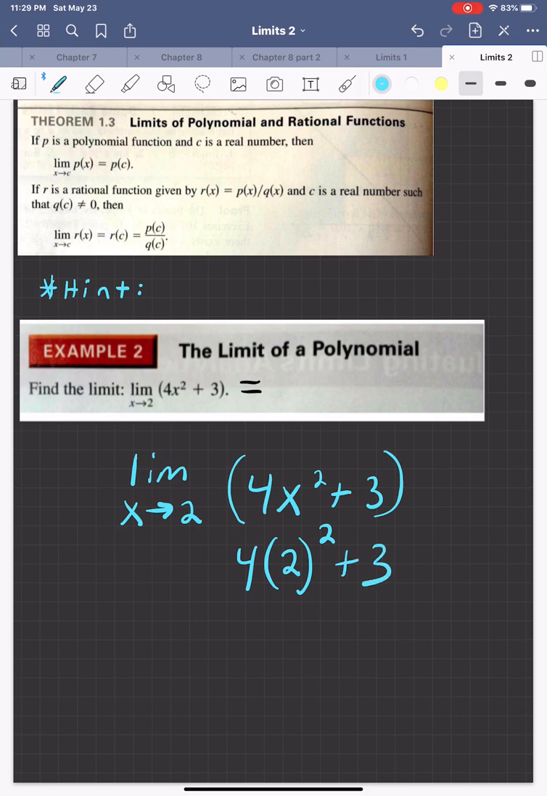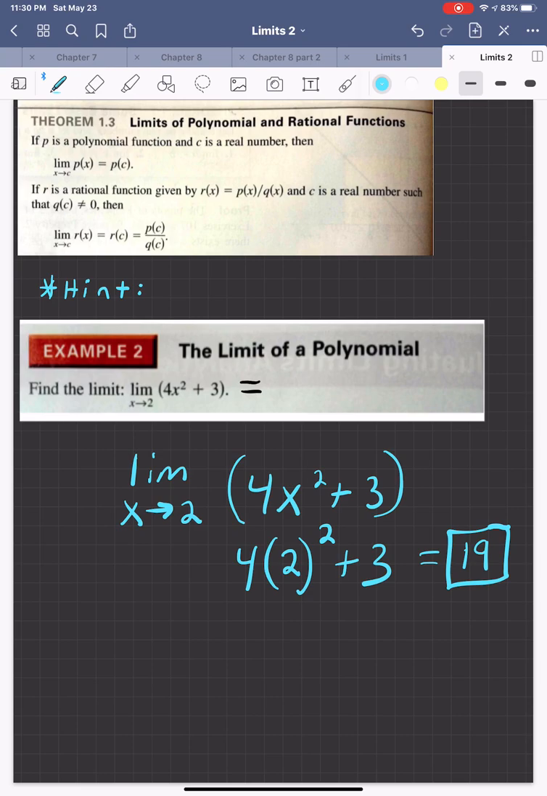And you could go on those previous properties. It's telling you that, yes, you can do sums and differences. You can do scalars. But all in all, what we end up getting after we plug in the 2, we have 2 squared is 4, times 4 is 16, plus 3 is 19. Now, can you and I agree that that was much easier than doing a table and probably easier than looking at the graph?